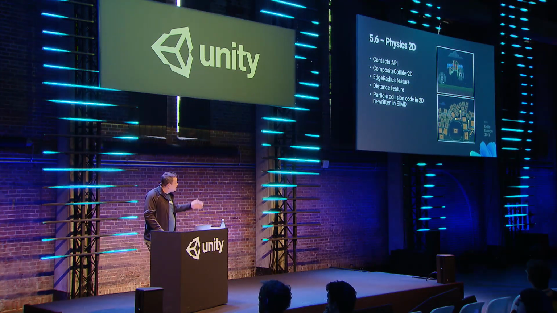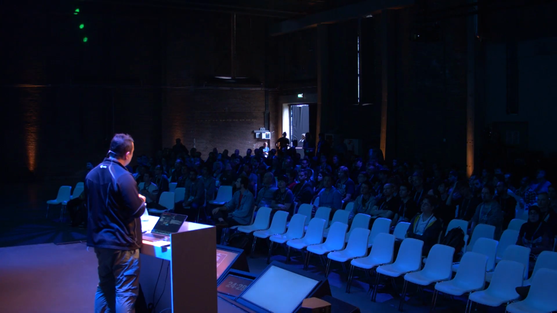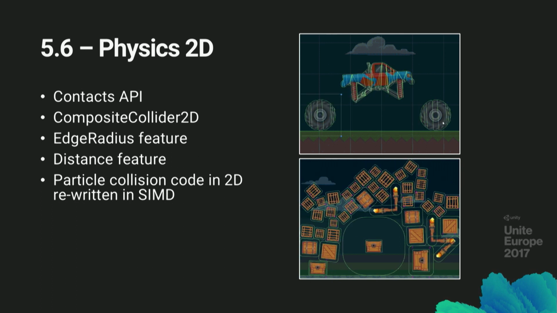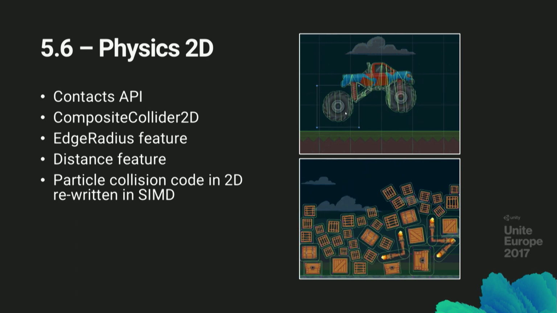Now, the distance method also was added. This allows you to calculate the minimum distance between two objects. This is a common thing you want to do in games. And all of the particle collision code has been rewritten in SIMD. All of the collision code in 2D was rewritten in SIMD to give a really nice performance boost. So that's what's out now.